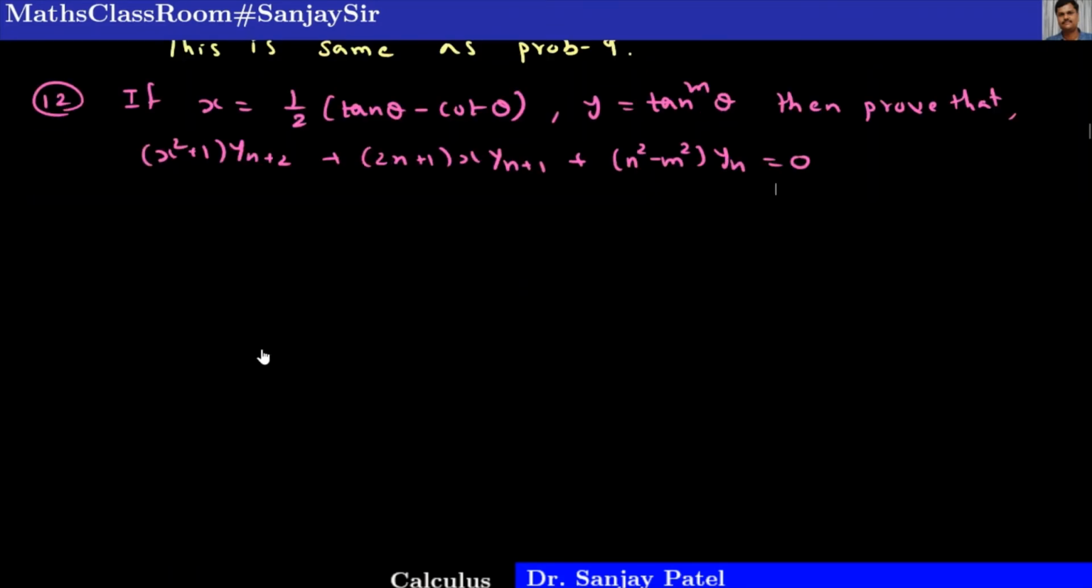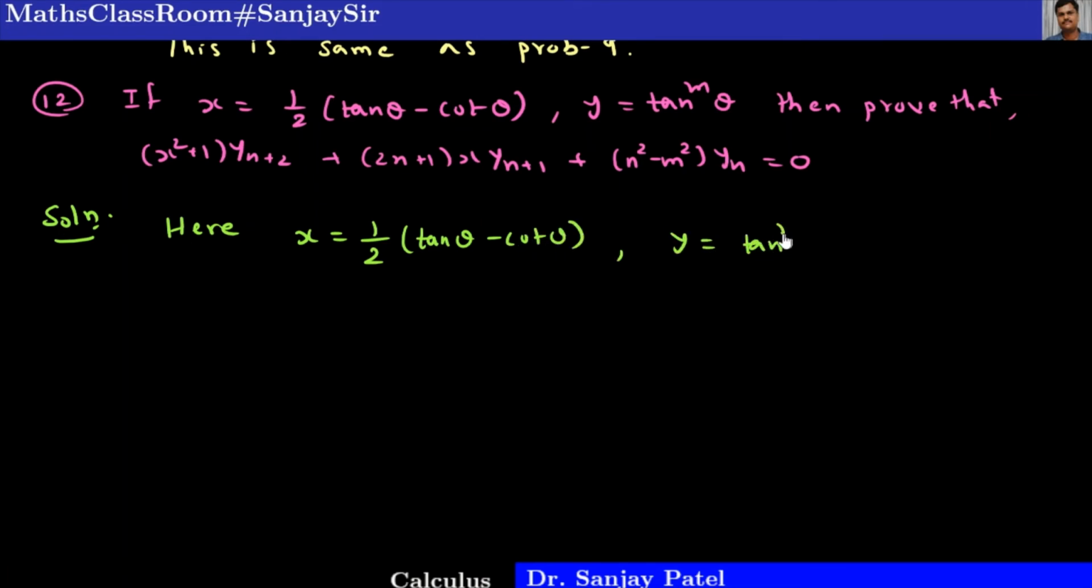So we'll show that this problem also we can reduce to the problem number 9. So problem number 9 is our model problem of today's lecture, and we are going to solve other problems of nth derivative using this. Okay. So let us solve this. Here we have again the function given in terms of parametric equations, x equal to 1 upon 2 times tan theta minus cot theta, and y is equal to tan raised to m theta.